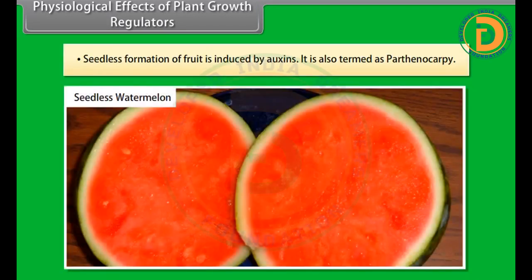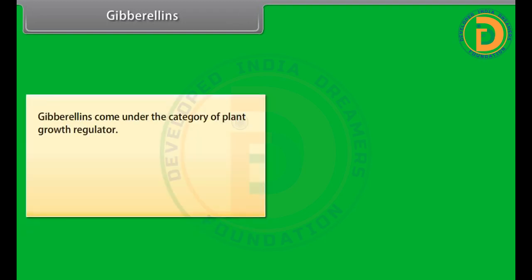Seedless formation of fruit is induced by auxins. It is also termed as parthenocarpy. Gibberellins. Gibberellins come under the category of plant growth regulators.